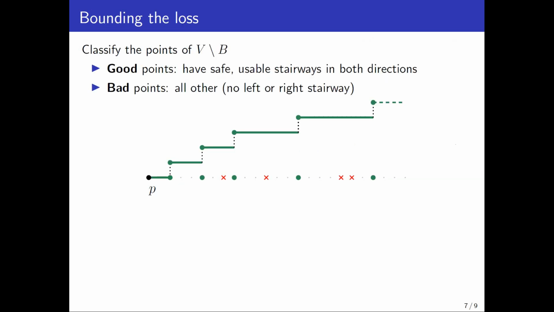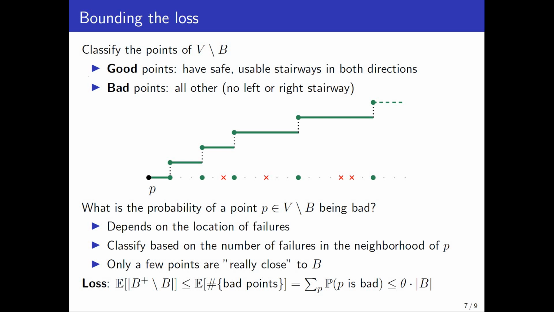This means that we can simply classify the points based on whether they do or do not have stairways. We say that a point is good if it has a safe and usable stairway in both directions. All other points are bad points. We know that there is a monotone path between any pair of good points in the residual graph. Therefore, we only need to bound the expected number of bad points in order to bound the expected loss. For this, it's enough to bound the probability of a point being bad, which of course depends heavily on the actual location of the failures.